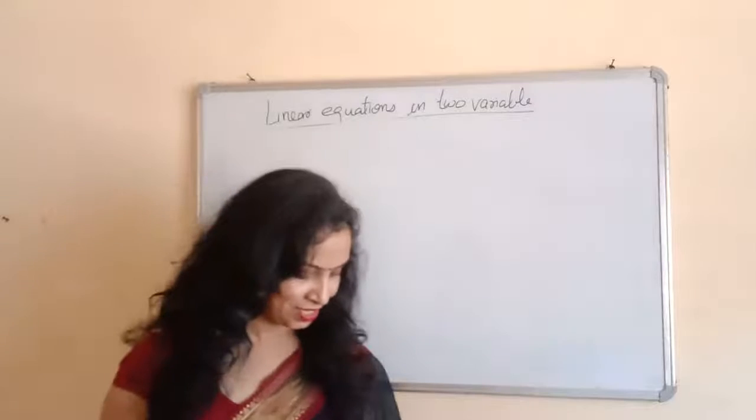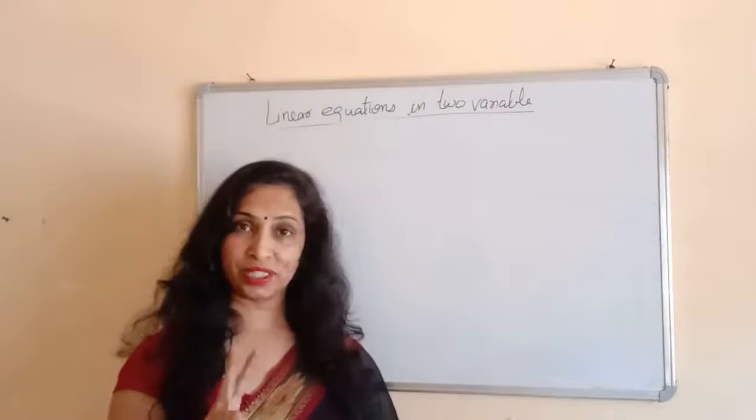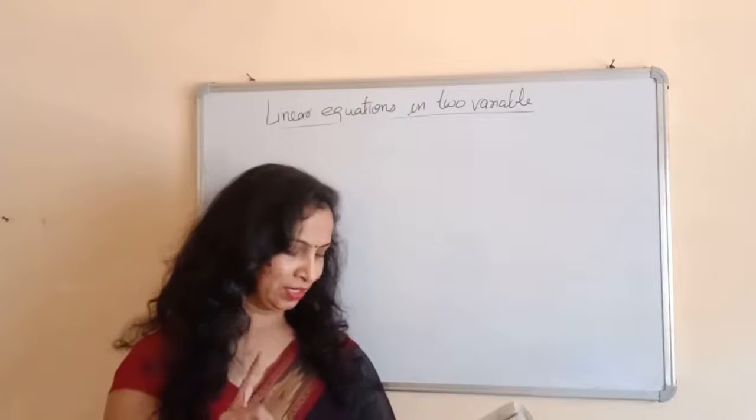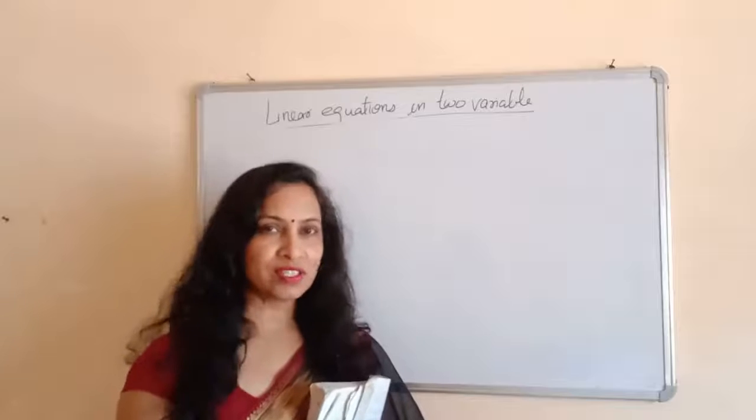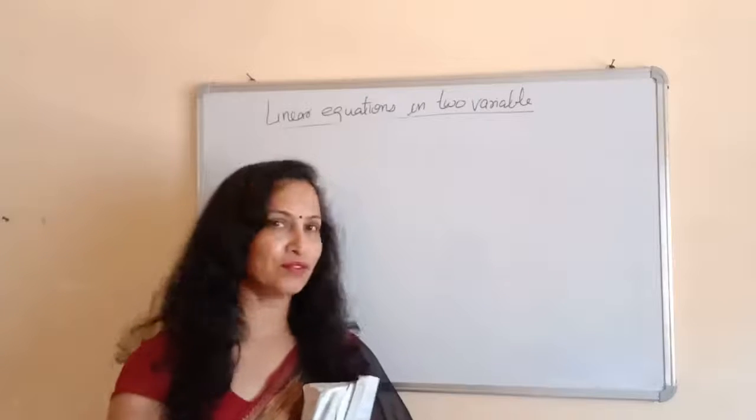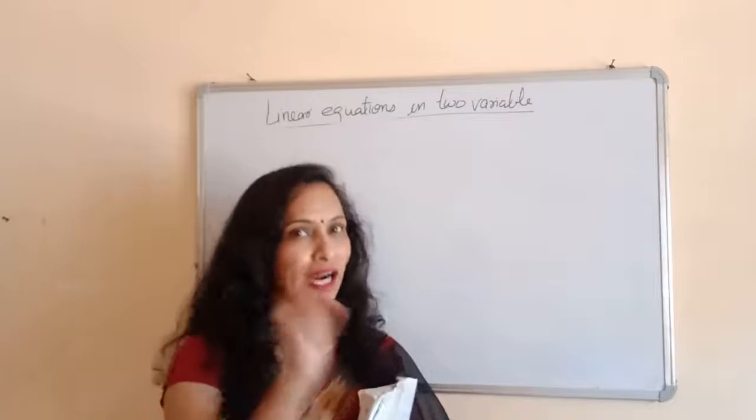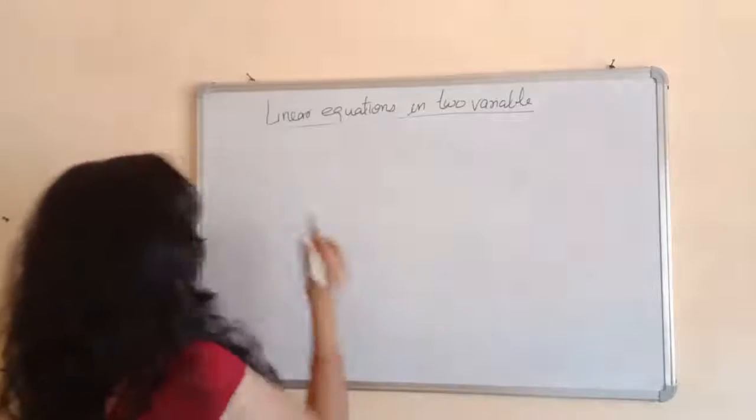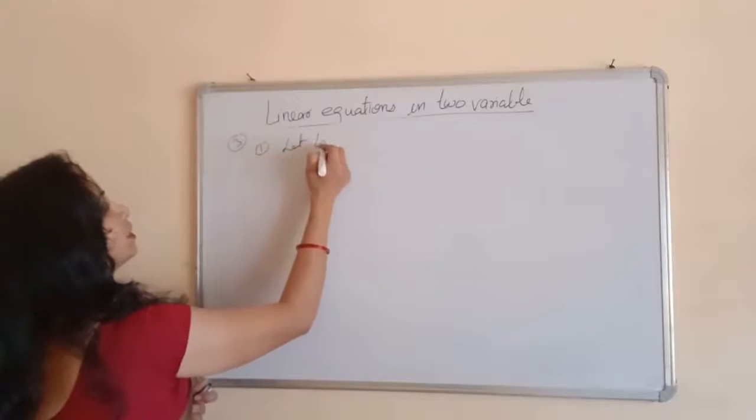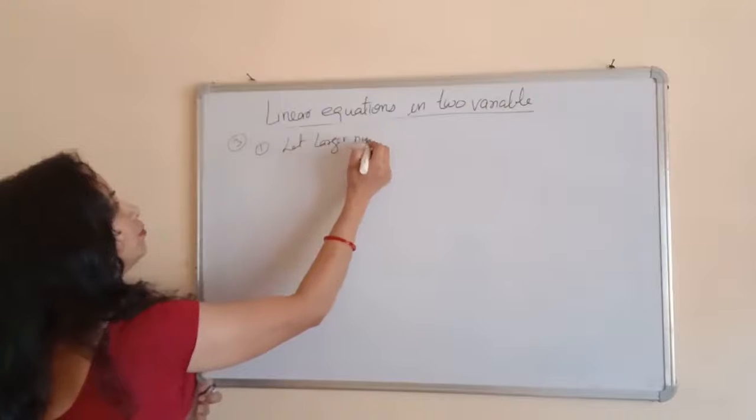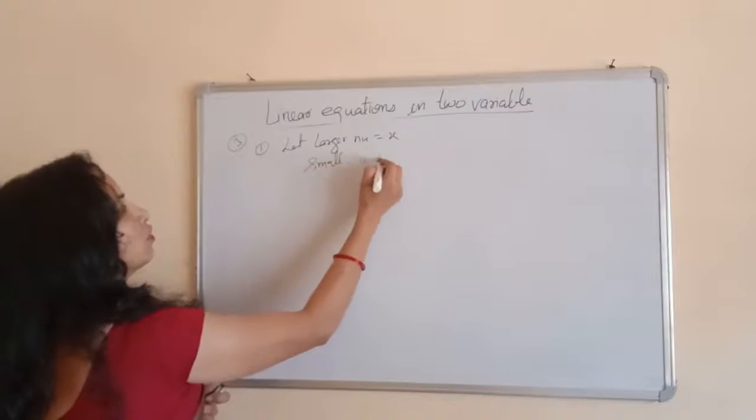So the third question is, the difference between the two numbers is 26. So there are two numbers and the difference is 26. Since the numbers have a difference, it means one of the numbers should be greater and one should be smaller. So we can say that the larger number is x and the smaller number is y. So this is the third question, first part. Let the larger number be x and the smaller number be y.